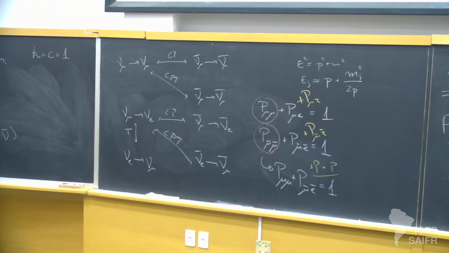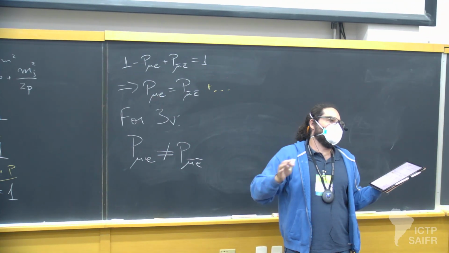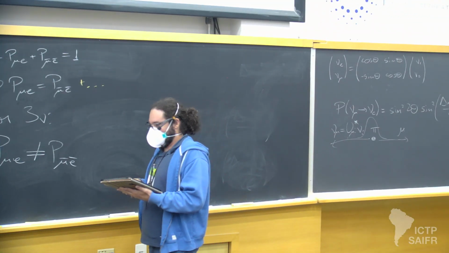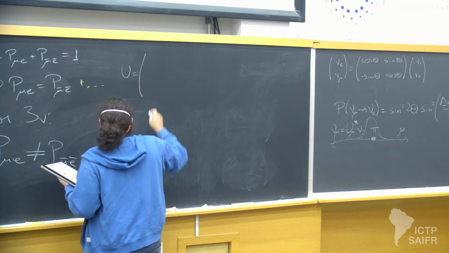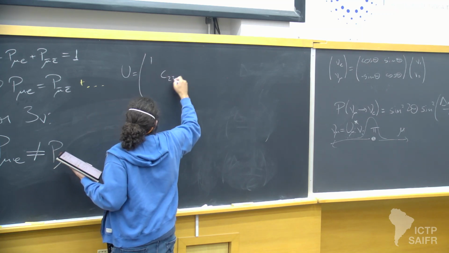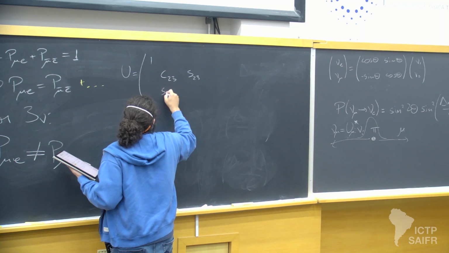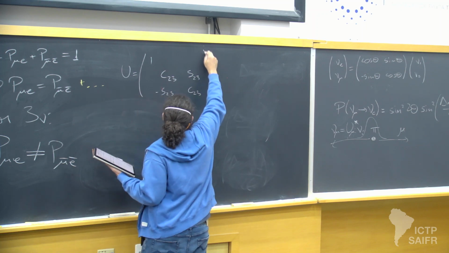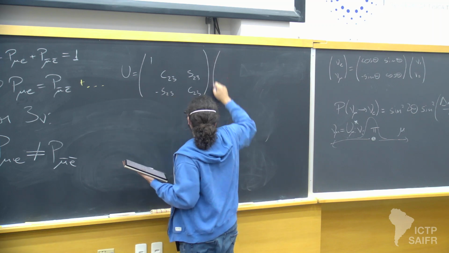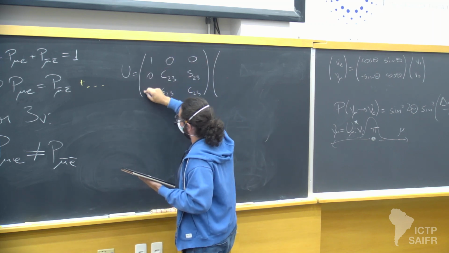So for three neutrinos, which is actually what we have, you cannot prove this, actually. There's more stuff here, and the expressions will get super long, so I'm not going to go there. But for three neutrinos, what you need to know is that the PMNS matrix is written as a product of three rotation matrices. This one here, and this one here.